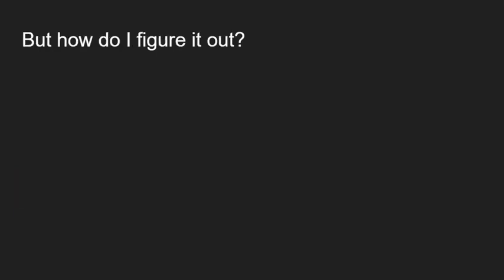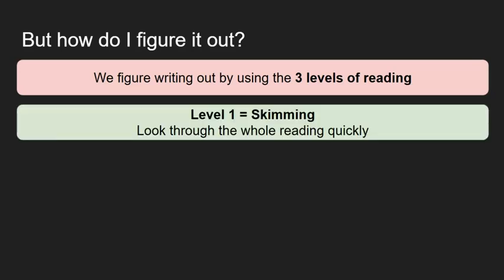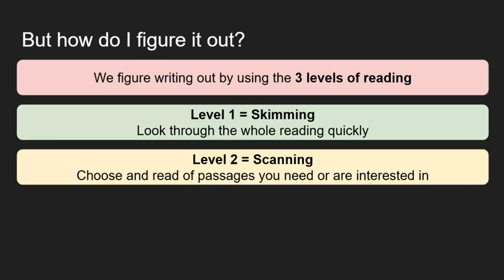But how do I figure it out then? A natural question. We figure out writing by using the 3 levels of reading that I'm going to go over. The first level is skimming. That's when you look through the whole thing quickly. Maybe you're looking for headings. Maybe you're even just looking for the pictures. Sometimes the graphs and charts and tables that you see in your reading can tell you more than just the paragraphs themselves.